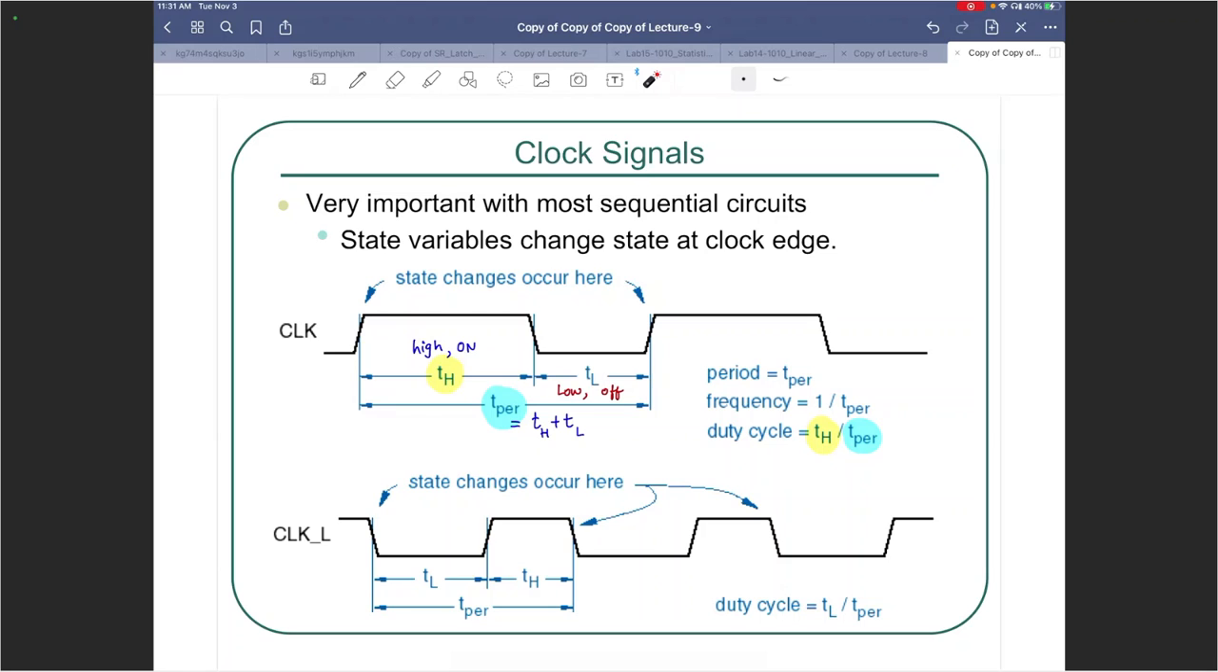What is the duty cycle? Duty cycle is expressed as a percentage of time for which the signal is in the high state. So T high divided by time period times 100%. That is going to be your duty cycle. In this case, if I asked you guys the duty cycle of the signal clock, what would you guess that to be? Just guess some number.